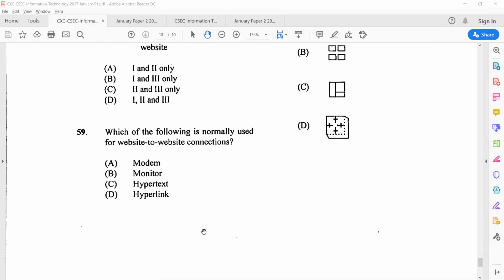All right, let's move on to 59. Which of the following is normally used for website to website connection? So the answer for that is D, hyperlink.